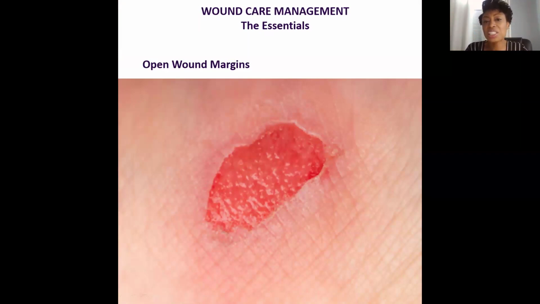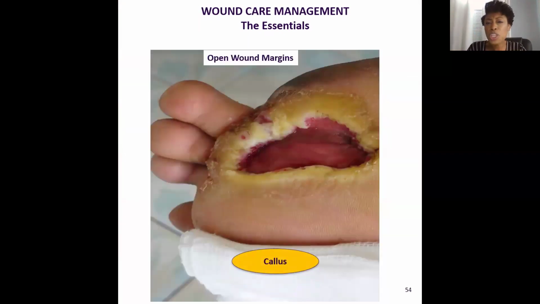When this happens, it allows cells to march across the wound bed and close. The problem becomes when we no longer have open wound margins. So if you look at the picture on your screen, you'll see that this patient has a diabetic ulcer, but they have a callus that is formed around it.